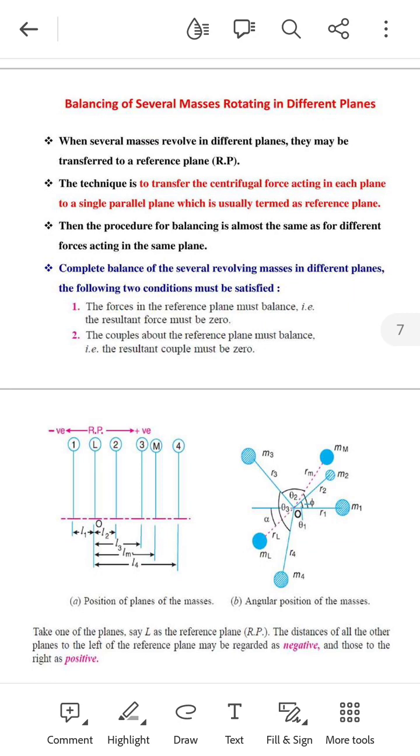The next one, complete balance of several revolving masses in different planes. The following two conditions must be satisfied. One, the forces in the reference plane must balance, that is, the resultant force must be zero. Two, the couples about the reference plane must balance, that is, the resultant couple must be zero.